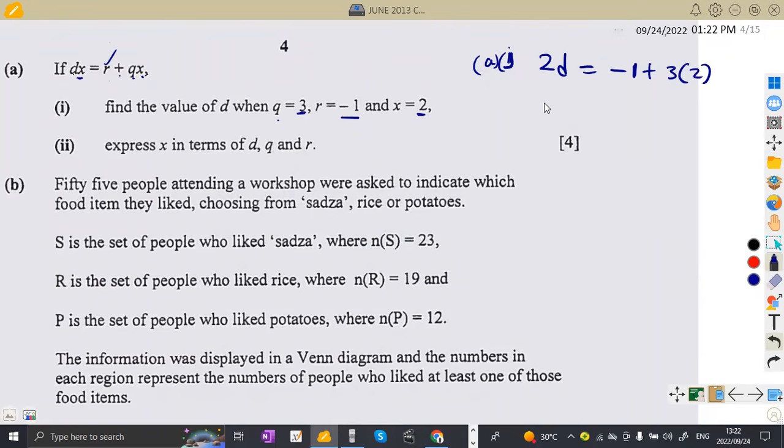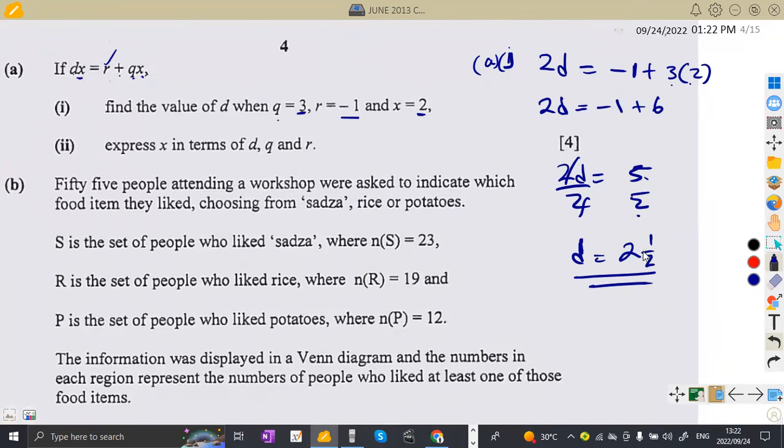So let us find the value of d. 2d is equal to -1 plus 3 times 2, that is going to give us 6. So you can add the two parts here, which is going to give us 5. So you can divide by 2 both sides to remove the 2, which is affecting d. So 5 divided by 2 is 2 remainder 1 over 2. So that's what you're going to have, 2 1/2 or 2.5. I don't know which one was best for us to write.